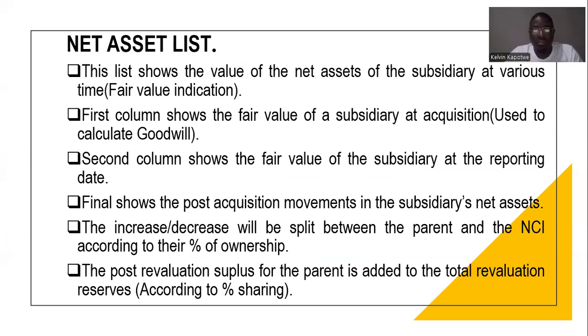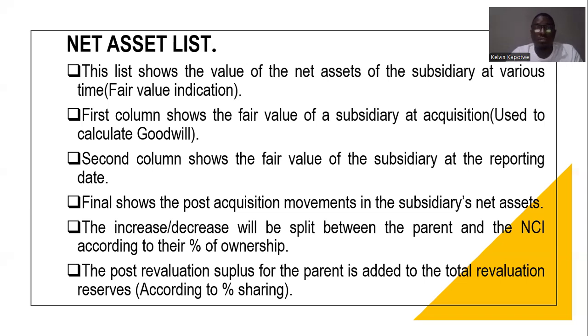So I think I've explained the columns there. We're saying that the increase and decrease will be split between the parent and the NCI according to their ownership percentage. What we are talking about in terms of the increase and the decrease is the post-acquisition reserves, right? So the post-acquisition reserves will be shared amongst the parent as well as the non-controlling interest in accordance with the percentage ownership of the subsidiary.